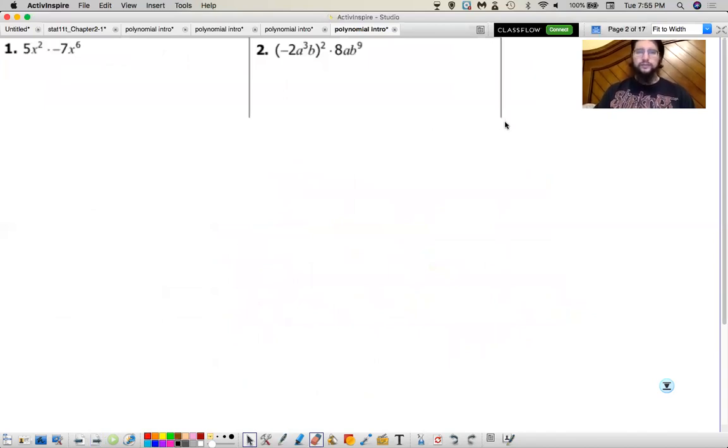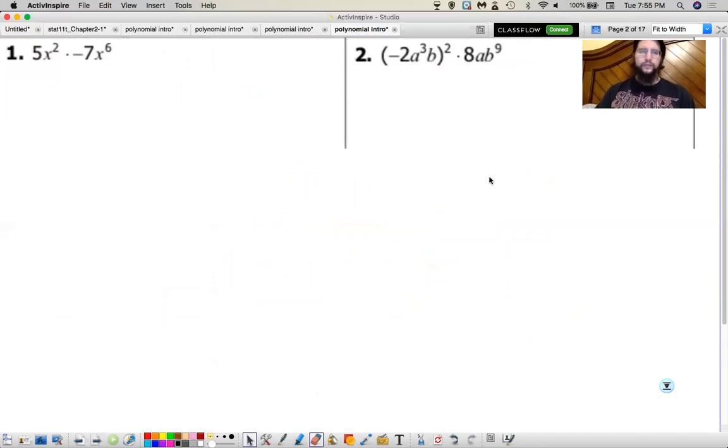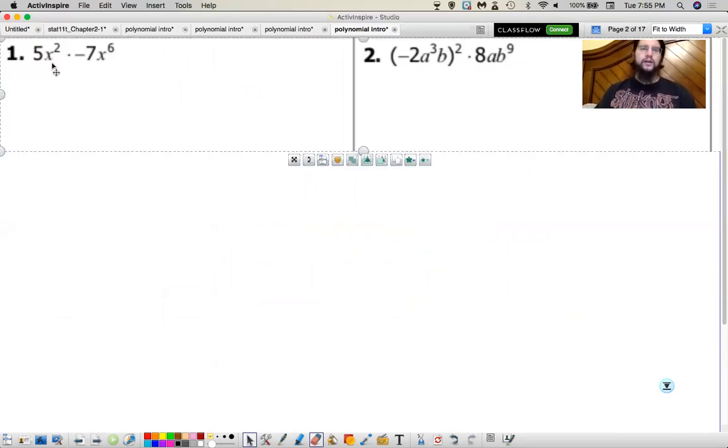So this first, we look at what's going on here. 5x squared times negative 7x to the 6. That's not a minus 7x to the 6 because we're multiplying by, you can't multiply by subtraction. You multiply by negative 7.